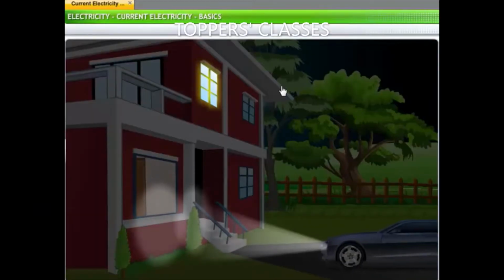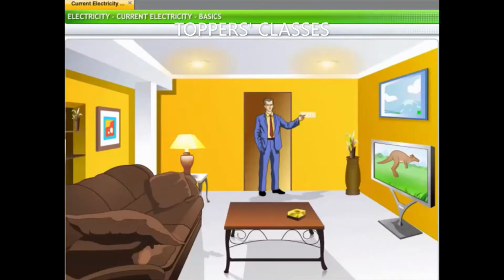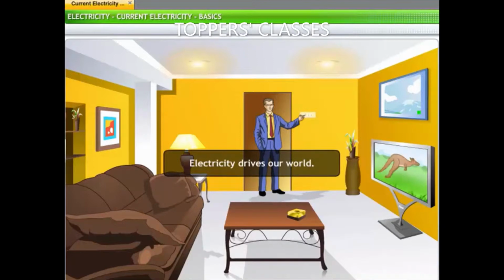We use electricity for almost all the appliances at home. Lights, fans, the television, the music system, and the computer all run on electricity. Electricity drives our world. Electricity is also known as electric current.